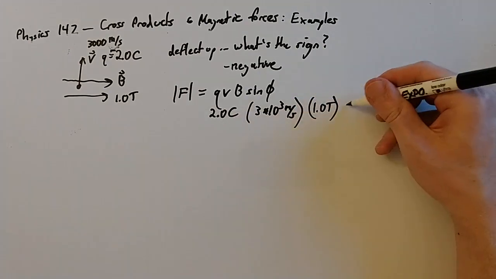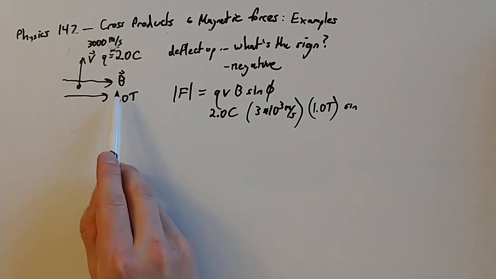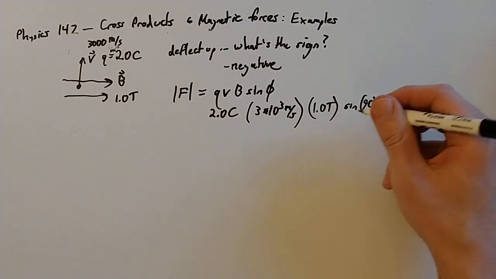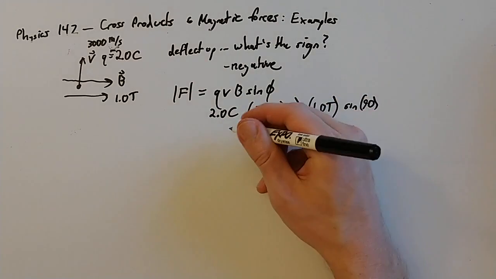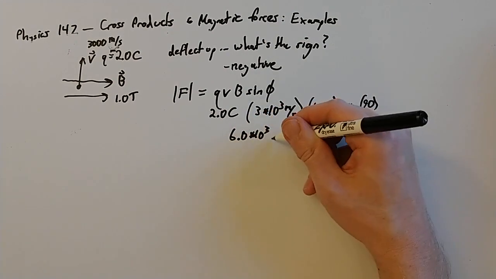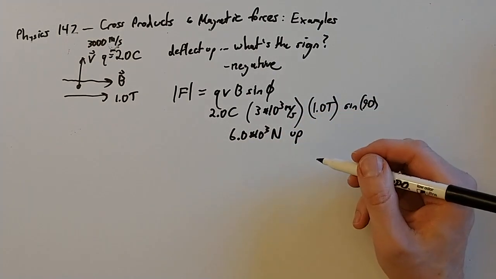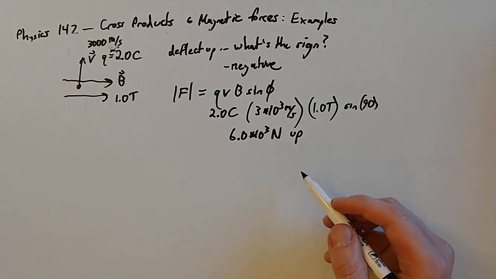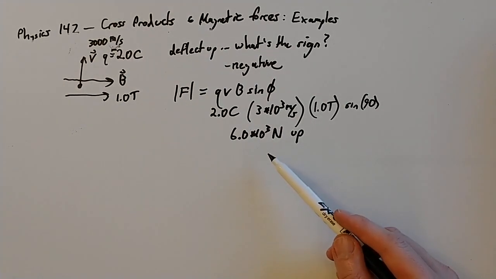And then we look at the sine of the angle between them. What's the angle between them? That looks like a 90-degree angle between east and north here, so sine of 90 is just 1. Then we can multiply all these together: 2 times 1 times 3 is 6 times 10 to the 3 newtons worth of force, in the upward direction. There you go. That is an example of how we would calculate magnetic force for this particular moving particle.